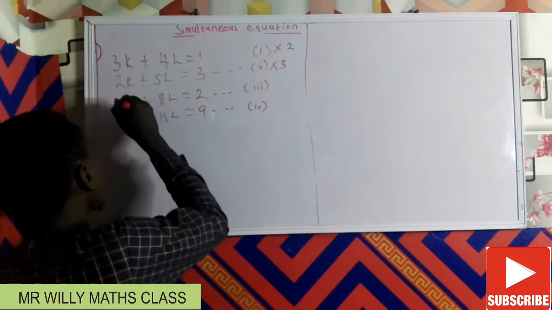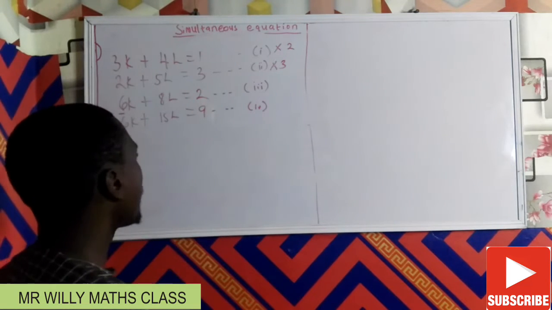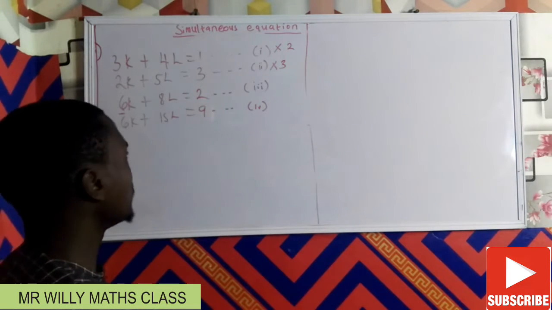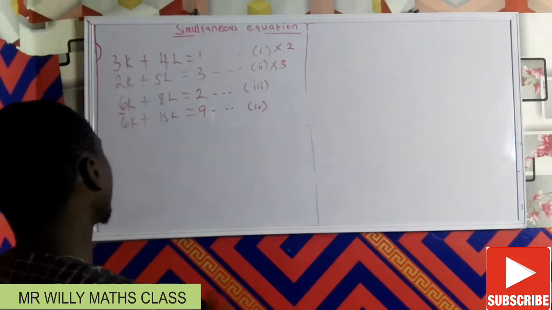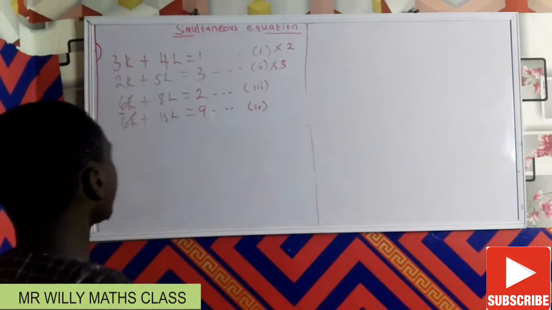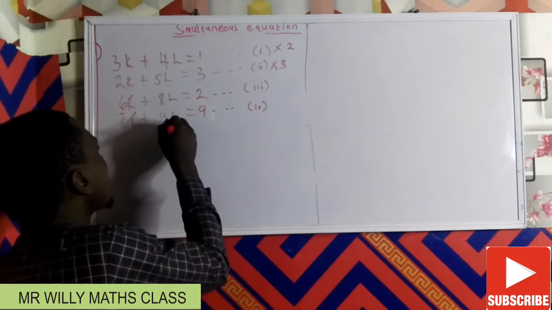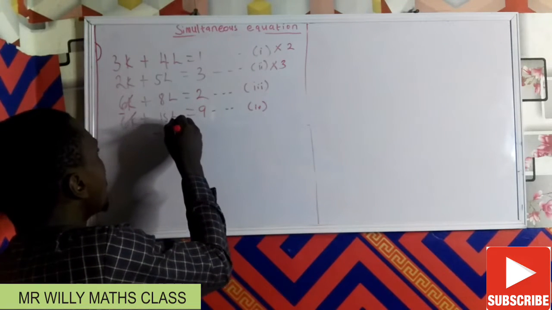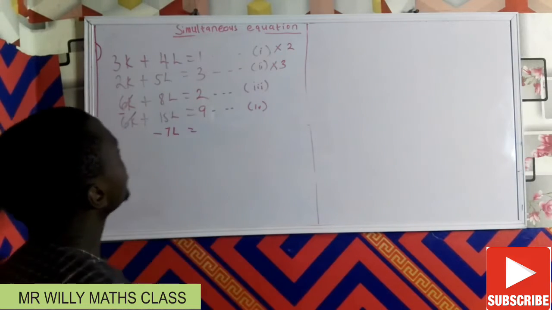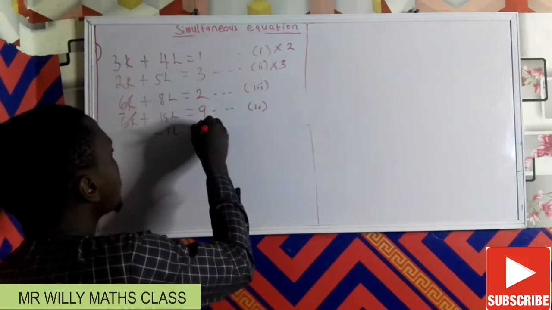The next thing is what? Subtract equation 4 from equation 3. Now let's move on. 6k minus 6k will be what? It will cancel each other. Now 8 minus 15, that will be minus 7. Minus 7l. Now 2 minus 9, that will be minus 7.